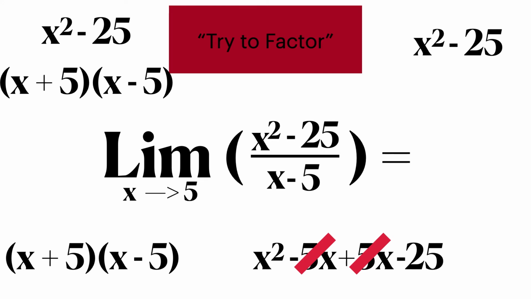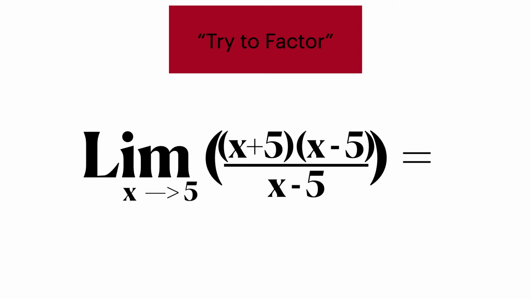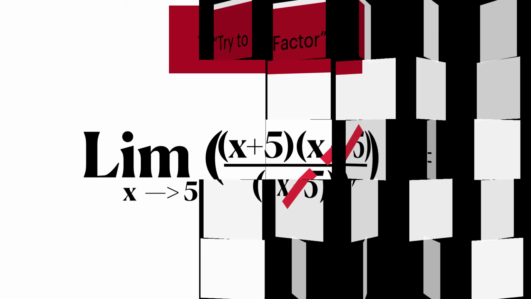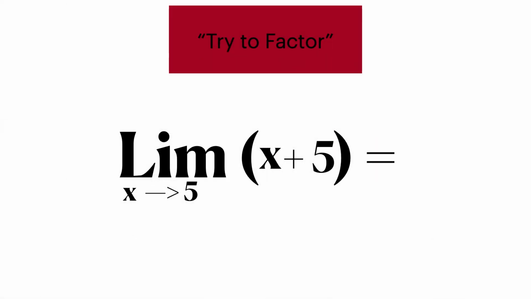Okay, so let's just put this expression into here. Now let's cancel out the like terms. Let's put brackets here first of all, just to not get confused. Let's cancel that and that. And we're left with the limit as x approaches 5. So now we can use plug and chug. 5 plus 5 is 10. So the limit, well, we already saw that in the beginning of the video.